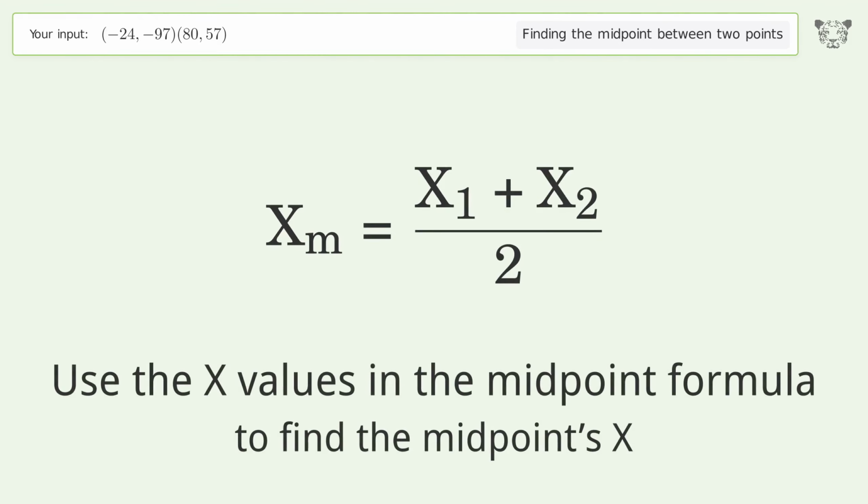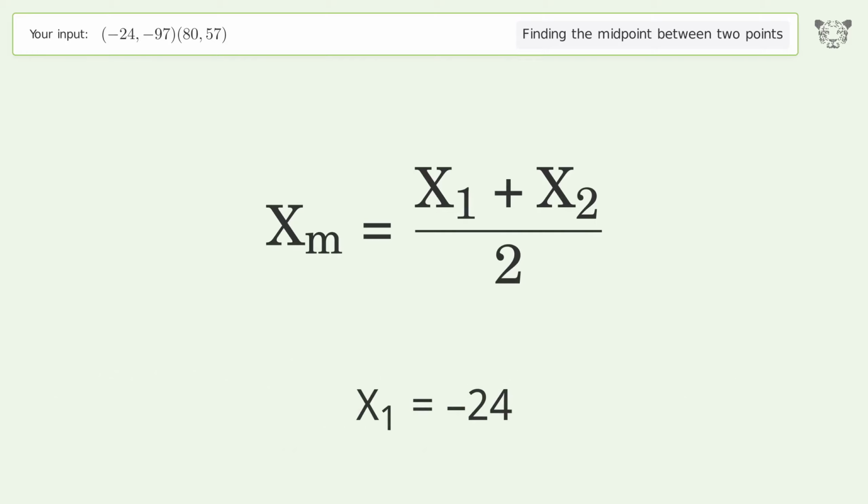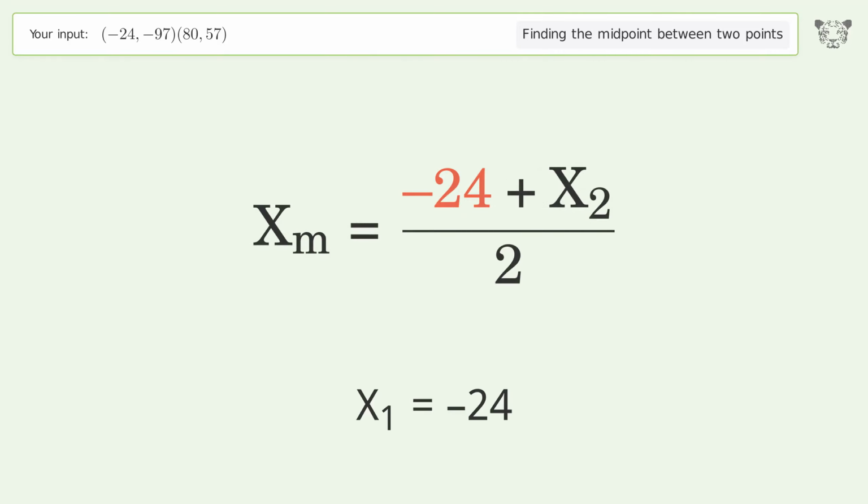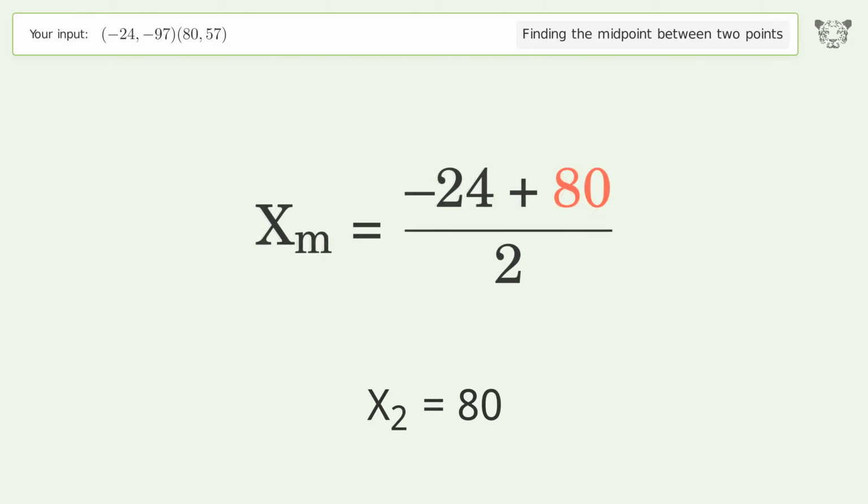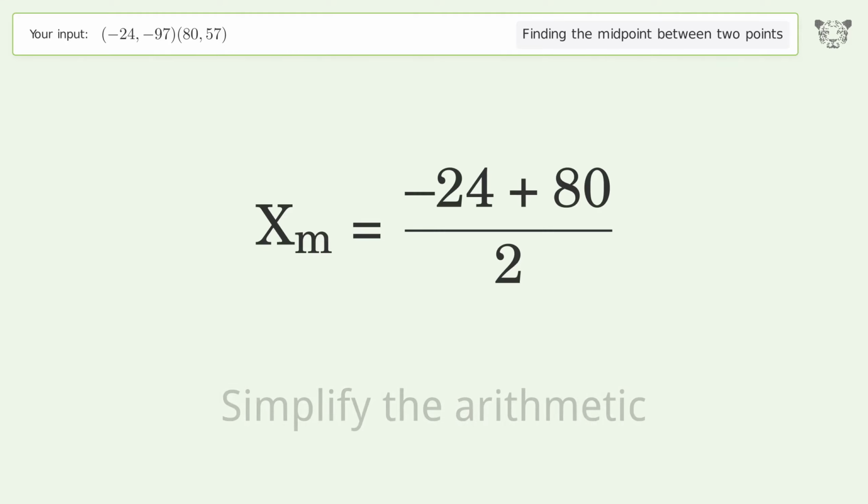Use the x values in the midpoint formula to find the midpoint's x. x1 equals -24. x2 equals 80. Simplify the arithmetic.